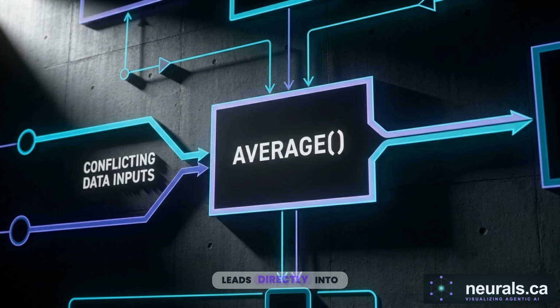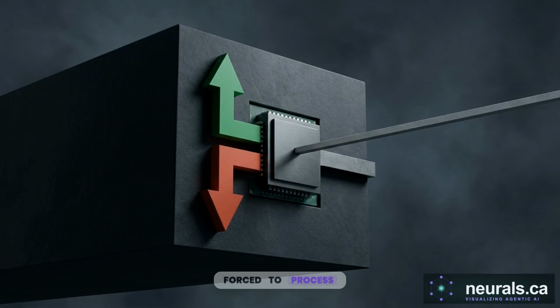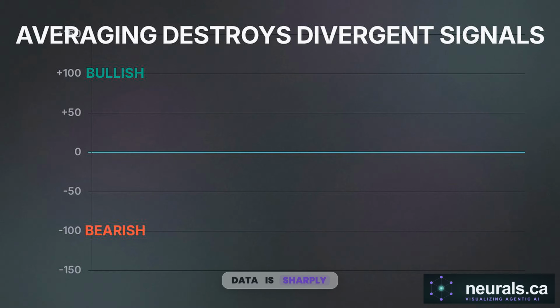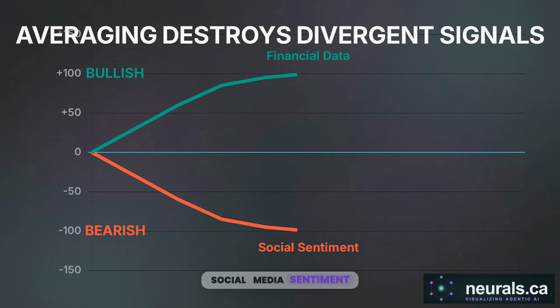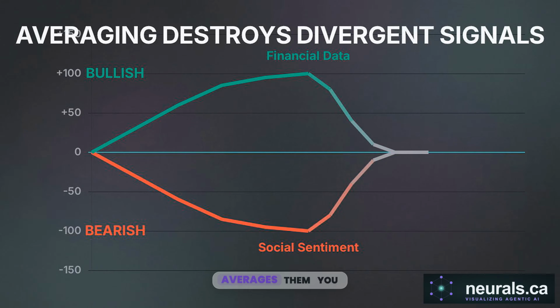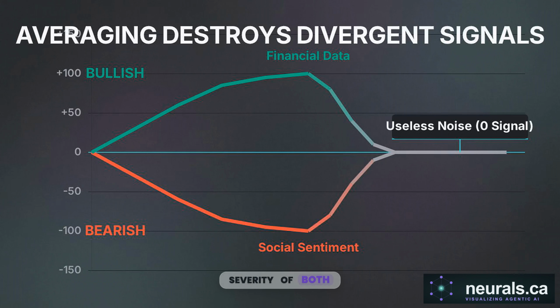This leads directly into an engineering anti-pattern known as the consensus trap. When forced to process conflicting data, a single generalist agent tends to generate a compromised summary. If the financial data is sharply bullish, but the social media sentiment is aggressively bearish, the agent mathematically averages them. You get a flat gray line. The severity of both signals is erased, leaving you with useless noise.